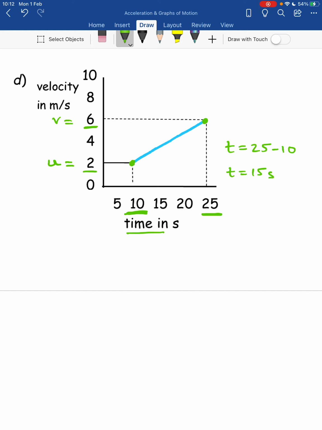So that's something to watch out for with some of the problems later on. Make sure you've got the time interval only for the diagonal line, showing the positive or negative acceleration.